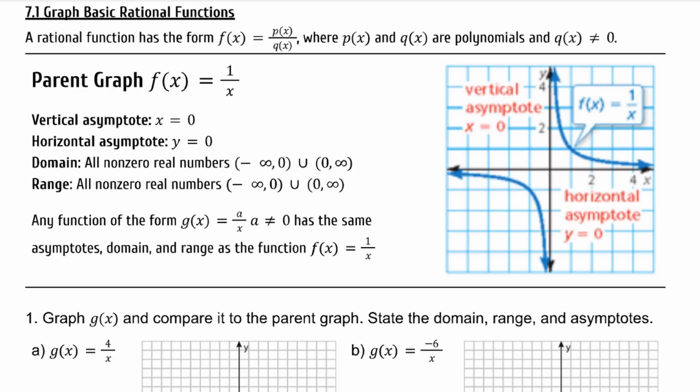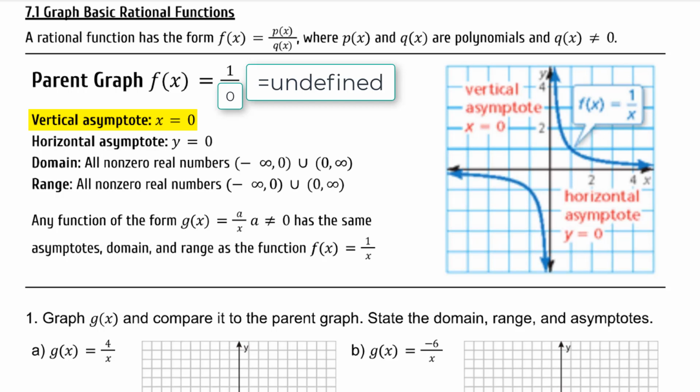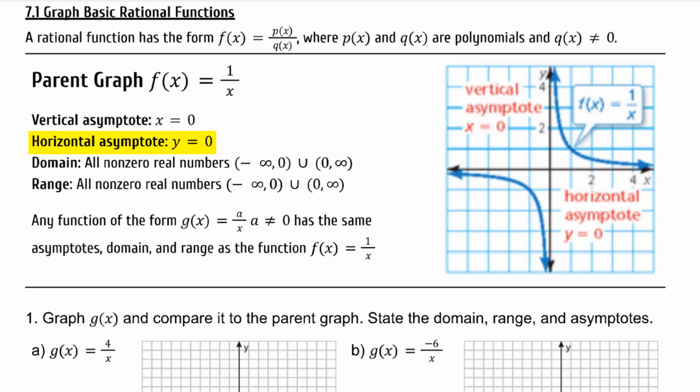The parent graph for a rational function is 1 over x. Its vertical asymptote is at x equals 0, because if x were equal to 0, you'd have 1 divided by 0, and you can't divide by 0. The horizontal asymptote is at y equals 0, because 1 over x, no matter what the value of x is, will never equal 0. That makes your domain and range all non-zero real numbers.